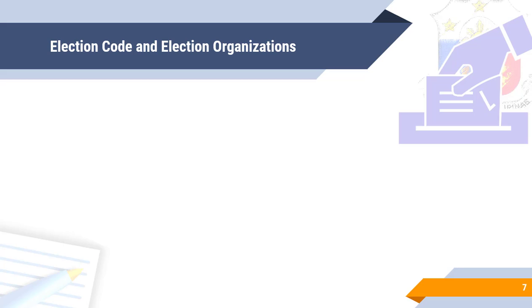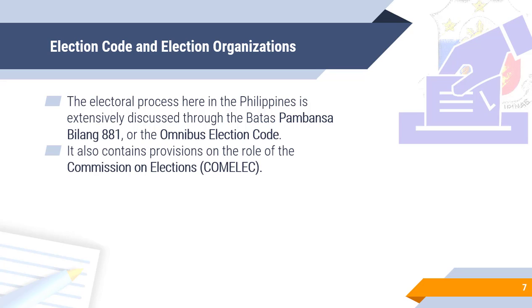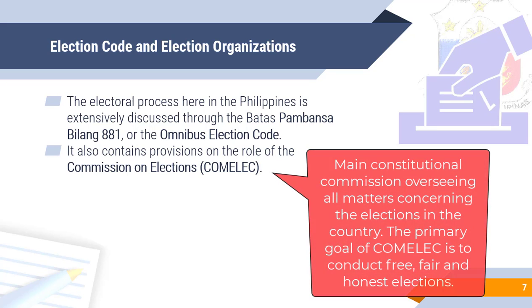Election code and election organizations in the Philippines. The electoral process here in the Philippines is extensively discussed through the Batas Pambansa Bilang 881, or the Omnibus Election Code. This code contains all of the rules governing the conduct of elections in the Philippines, including qualifications for aspiring candidates, and dates important to the election process. It also contains provisions on the role of the Commission on Elections, COMELEC, the main constitutional commission overseeing elections in the country, and decides on all matters concerning the electoral process.